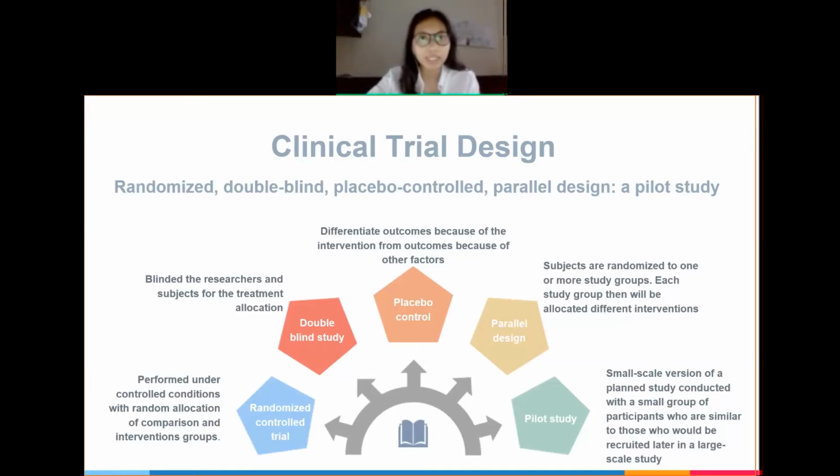In a parallel design, subjects are randomized to one or more study groups. Each study group will then be allocated a different intervention. Each participant will remain in the designated group for the duration of the study after the randomization. Next, the pilot study is a small-scale version of a planned study conducted with a small group of participants who are similar to those who will be recruited later in a large-scale study.